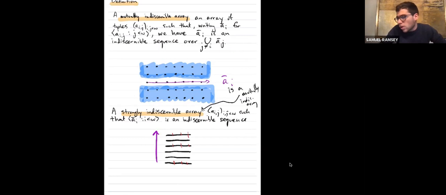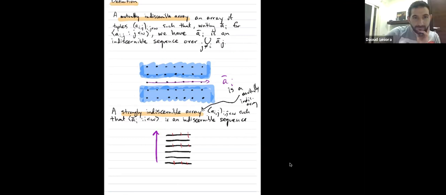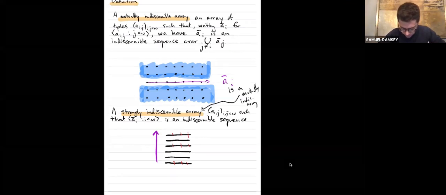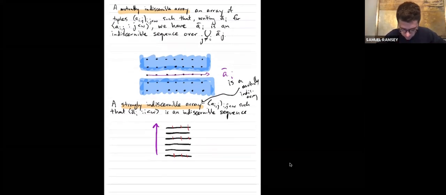Yeah, but as long as you know what the type of an infinite sequence means, and you know it's something in infinitely many variables, then you know what indiscernible sequence means. Yeah. All right. Good.